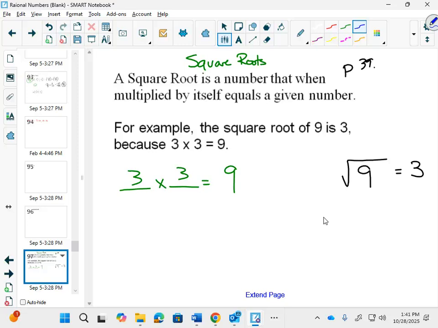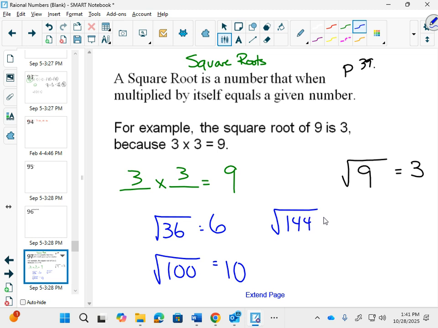How about this one? 6 times 6. 6 times 6 is 36, right? All right. How big can you go? You still got this? 10. That is good. Okay, I'm going to go higher then. How about this one? Does anybody know this one? 12. Okay.